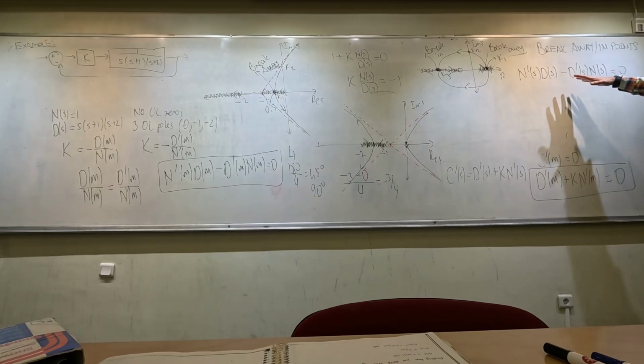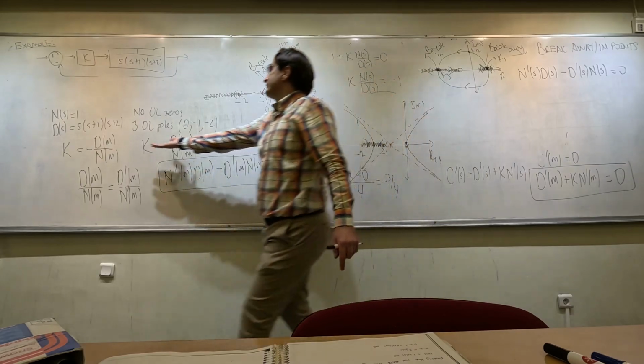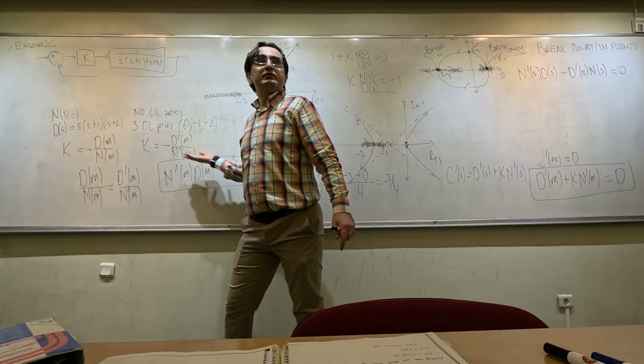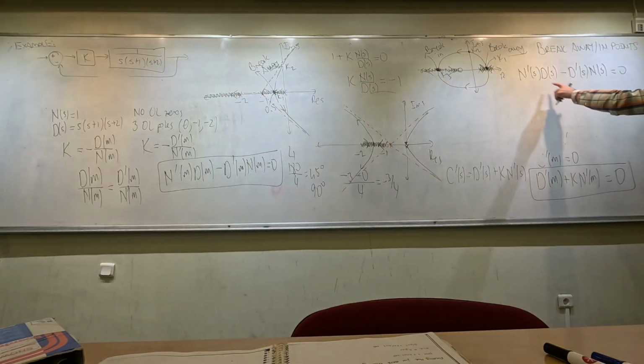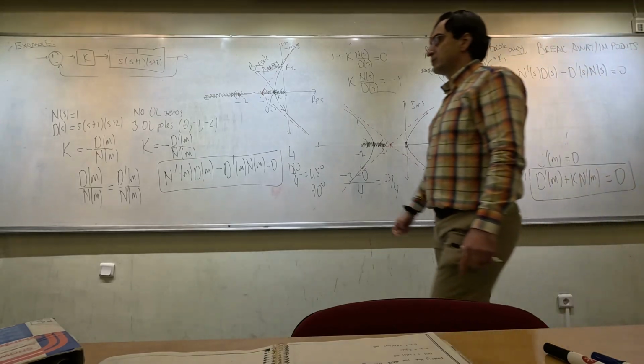And after finding these roots, how can I calculate the k values corresponding to those roots? Substitute it in one of the equations. Okay, so you can just substitute it in one of the equations here. So after finding the breakaway break-in point candidates, you can find the corresponding k values by substituting those roots into one of those equations, and the result is going to be the same for both equations. So whichever one is easier for you, you can make that substitution and calculate this.